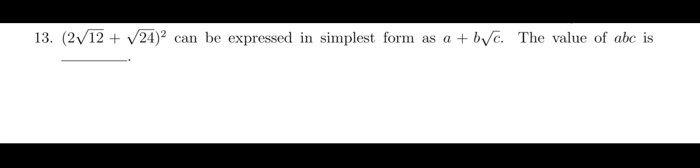So here we're taking 2 root 12 plus root 24 and squaring it. And this can be expressed as a plus b root c. And then I'm asking you to multiply the values of those parameters together. Okay, now before I square this, I want to simplify it.